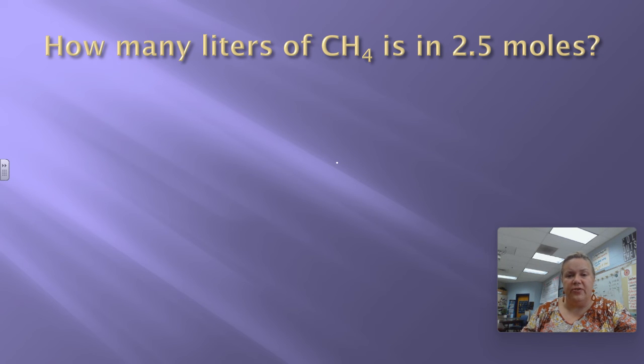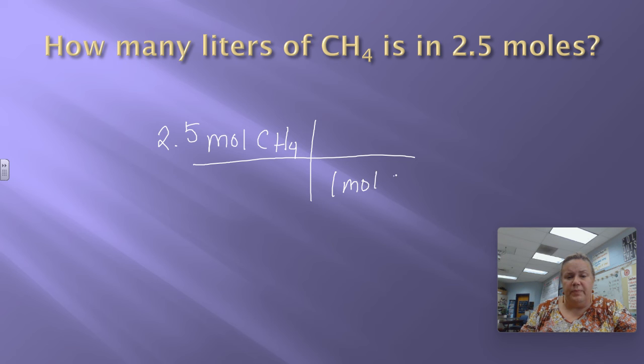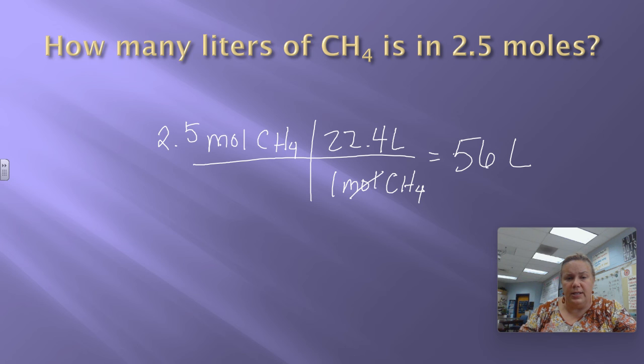How many liters of CH4, methane, are in 2.5 moles? So we have 2.5 moles of methane, and methane's a nice little hydrocarbon there. And for every 1 mole of methane, we have, again, 22.4 liters. Remember, we can only use this with gases. So we're going to take 2.5 times 22.4, and we get 56 liters. Again, the reason we can have moles on the bottom is so we can cancel moles and liters will not be canceled. So 56 liters of methane.